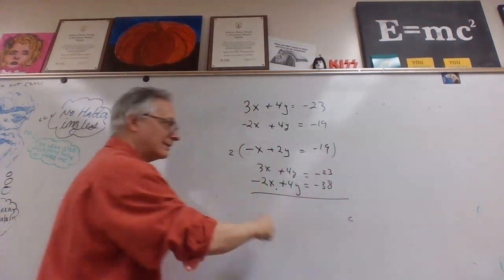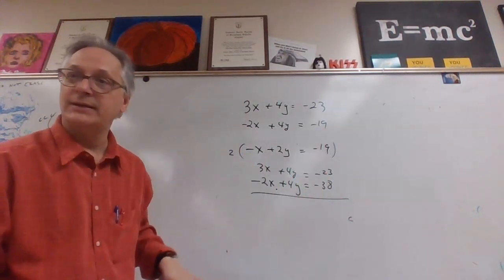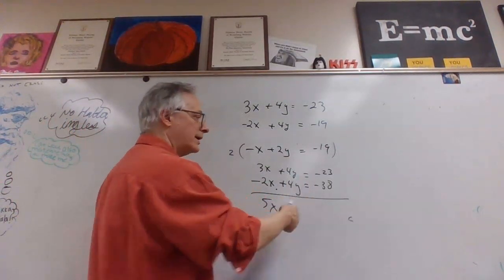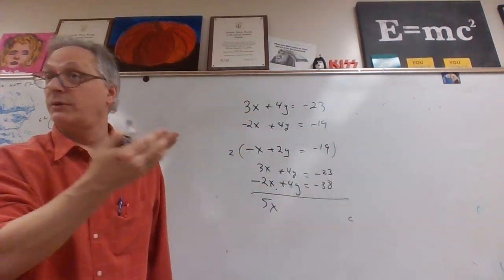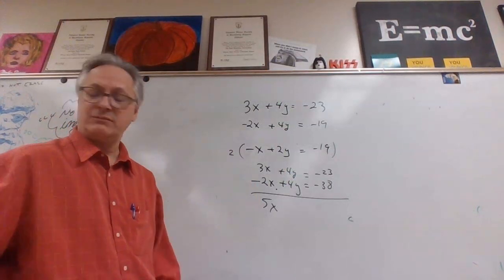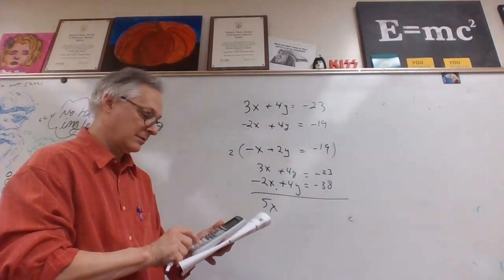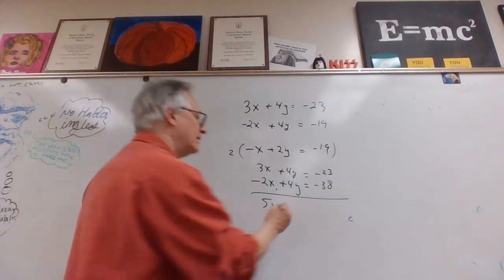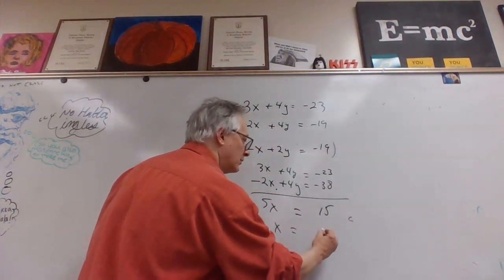So I'm going to subtract these. So we get 3x minus a minus 2x is 5x. 4y minus 4y is 0. Right? So negative 23 minus a minus 38. What does that work out to be? Negative 23 plus 38. And that gives me 15. So x in this case would equal 3.